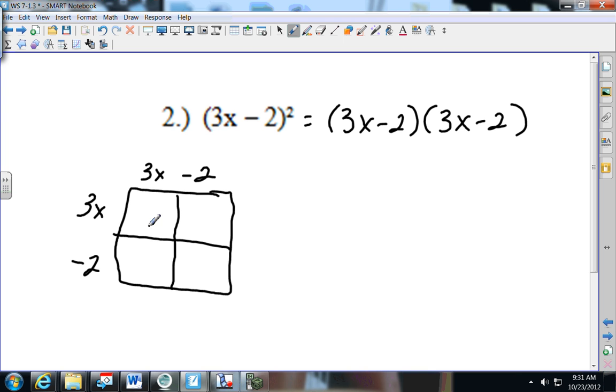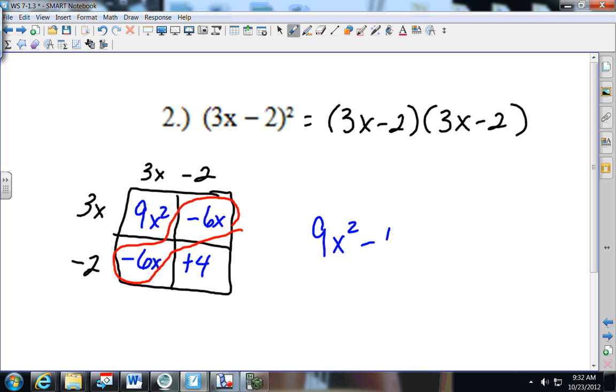Again, you're going to do the same thing. 3x times 3x, 9x squared. 3x times negative 2, negative 6x. Negative 2 times 3, negative 6x. Negative 2 times negative 2, positive 4. You put these two squares together, you add them together, they're both the x's. I get 9x squared minus 12x plus 4.